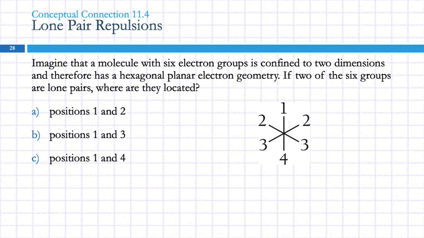Imagine that a molecule with 6 electron groups is confined to 2 dimensions and therefore has a hexagonal planar electron geometry. If 2 of the 6 groups are lone pairs, where are they located? So this one looks flat because it is. They're telling us it's flat. So we've got three options here. We could have positions 1 and 2, 1 and 3, or 1 and 4. So this is a lone pair. Where's the other lone pair going to be? It's going to be as far away as possible. Okay? So 1 and 4 would be the answer.